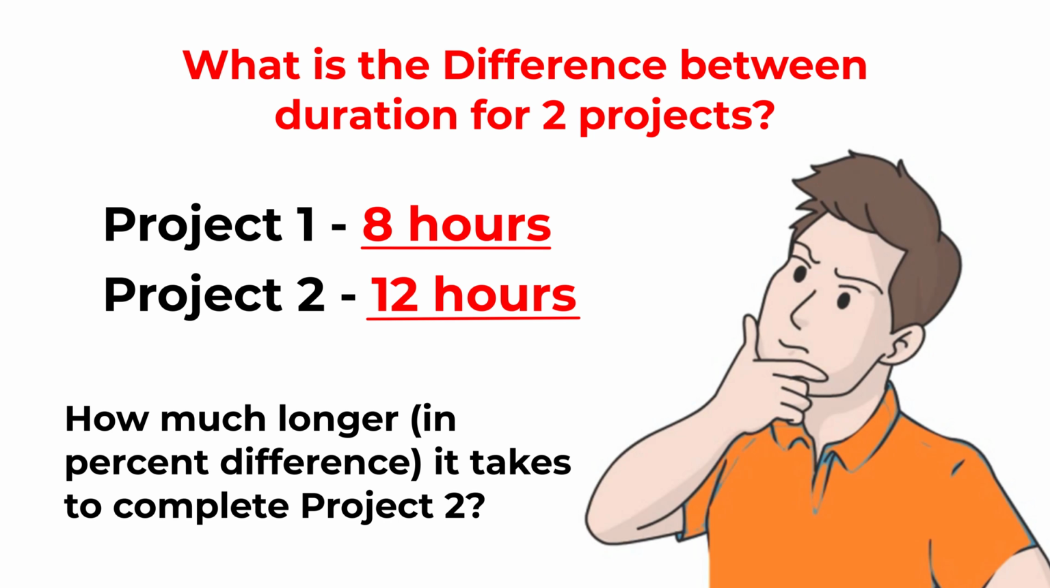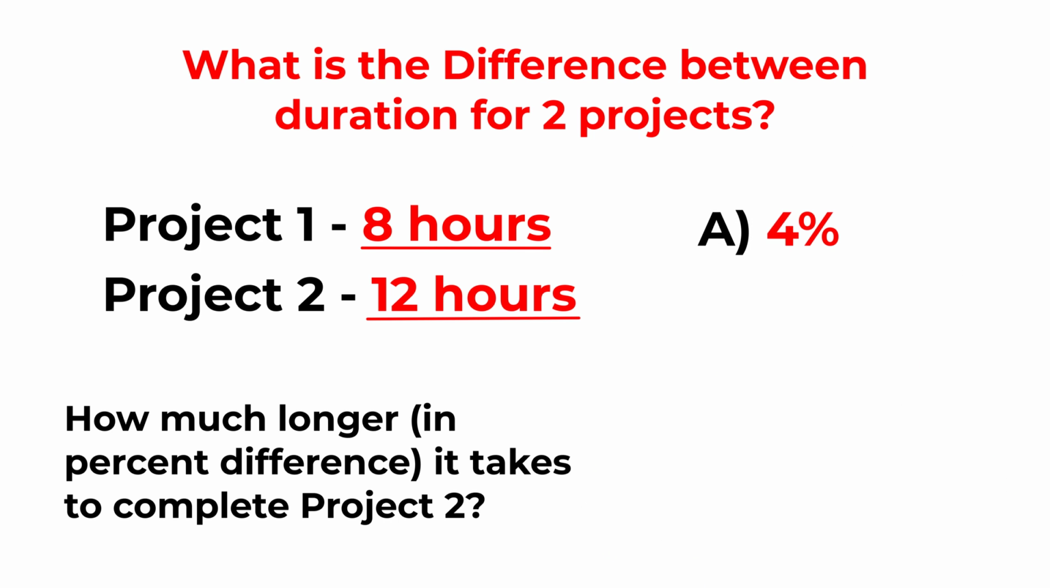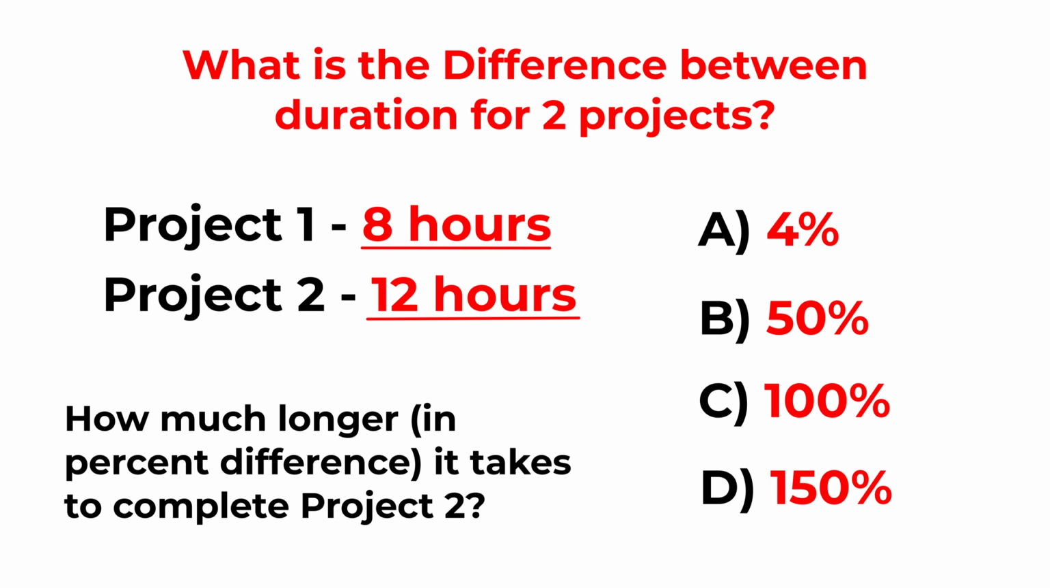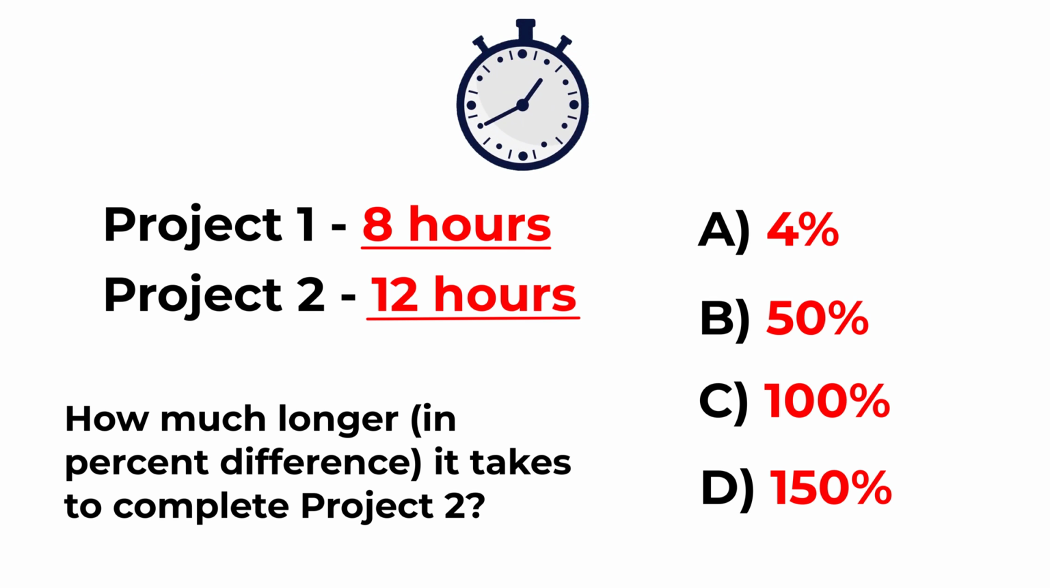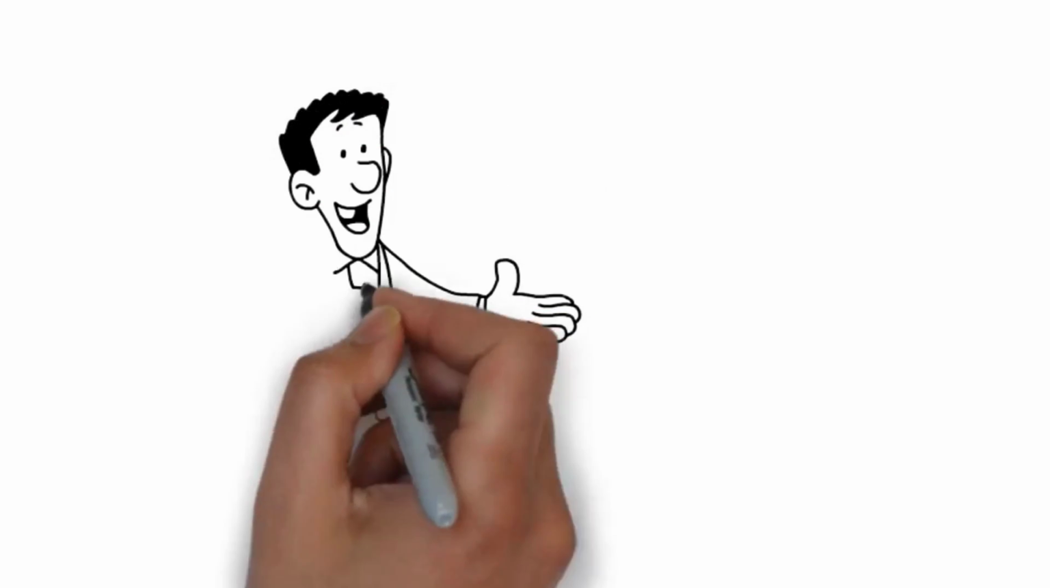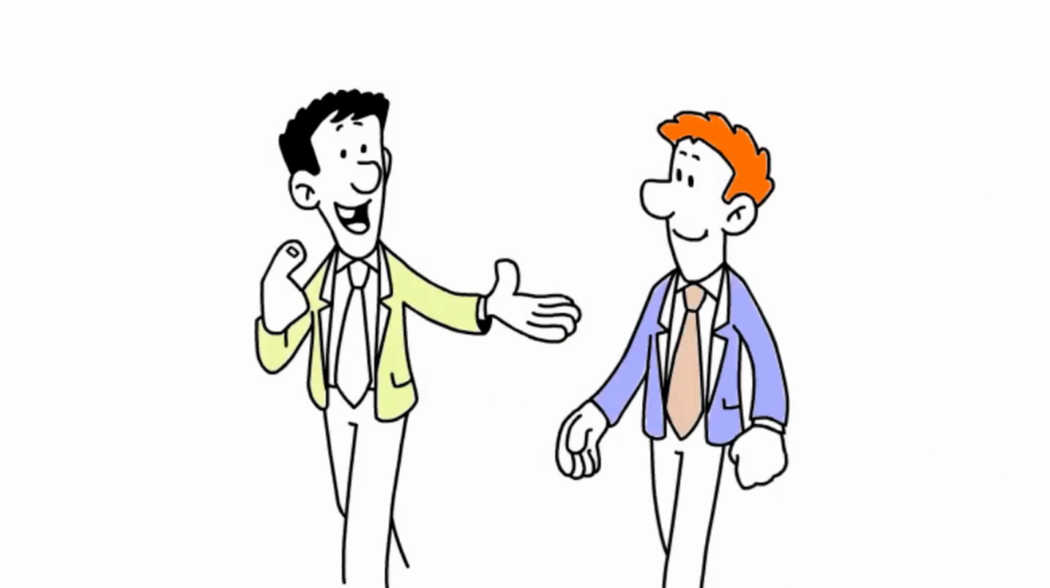You have 4 different choices. Choice A, 4%. Choice B, 50%. Choice C, 100%. And Choice D, 150%. Do you see the answer? Give yourself 10 to 15 seconds to see if you can do mental math and calculate the percentage differences. The answer might be a little trickier than you think. Are you ready? Let's continue to see how we can get to the correct solution together.